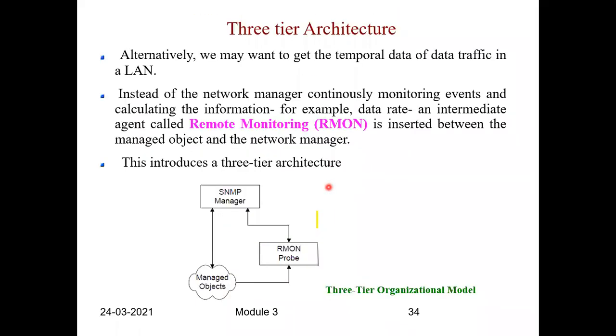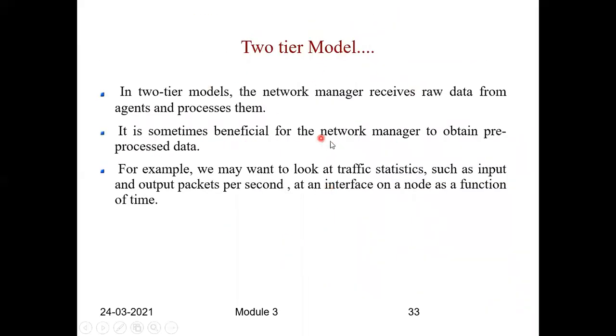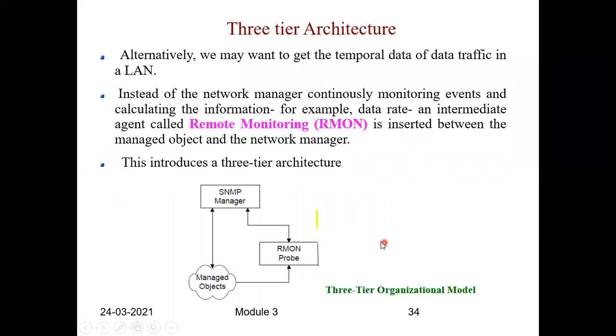Okay, so when you finish with the explanation of the two-tier model, definitely explain that the manager is receiving the raw data, he has to process it. So it is always an advantage to get pre-processed data. So how to get that pre-processed data? My three-tier model will help in getting that. So I introduce an RMON probe, that is, an intermediate agent who will process the data and send it to the manager. And here you can see bi-directional is given. So the manager might ask, okay, give me data in this particular form, and the RMON will ask for that data.